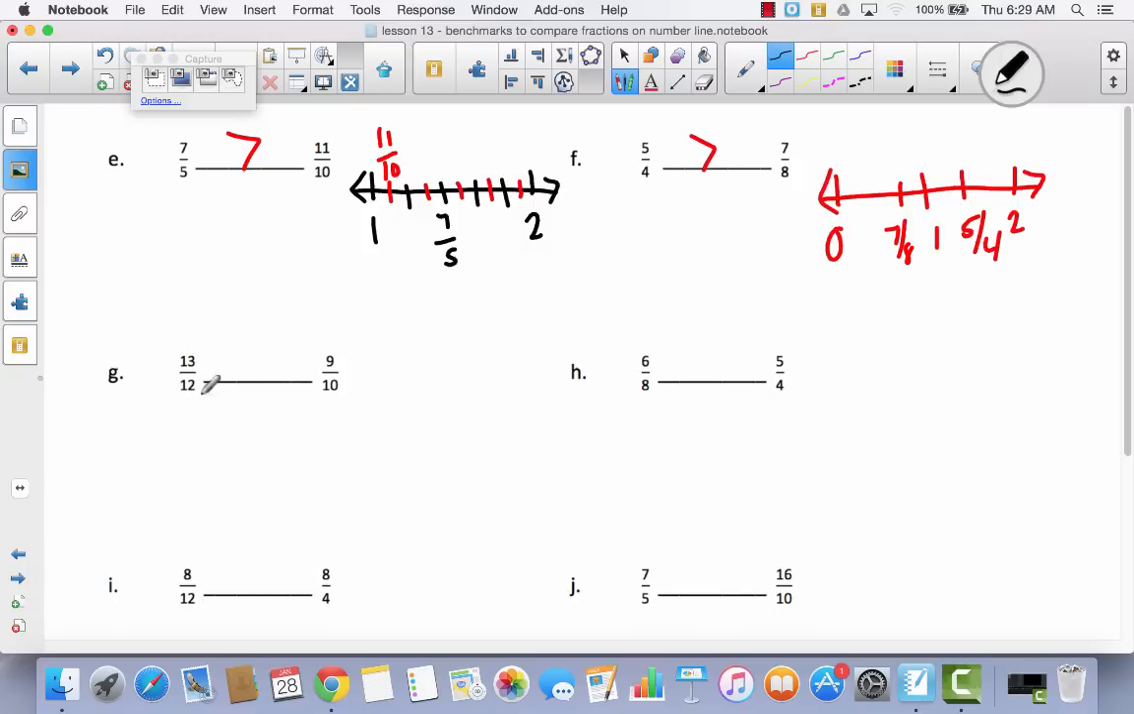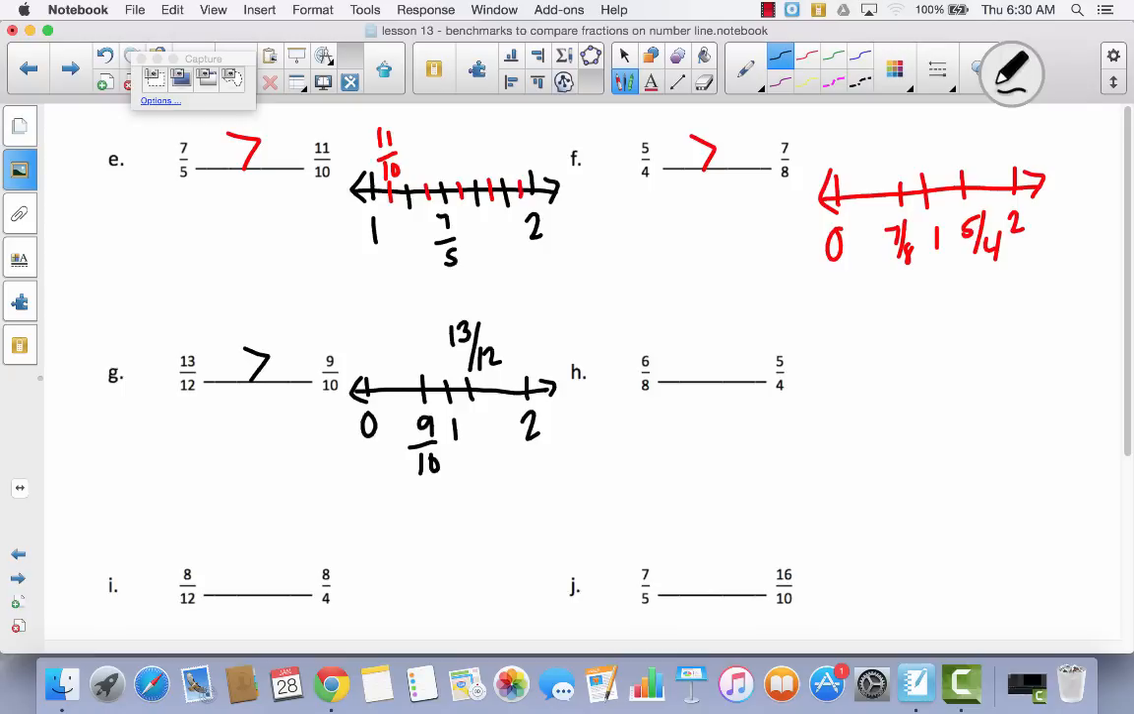13/12 is greater than 1 because 12/12 makes a whole. 9/10 is less than 1 because it takes 10/10 to make a whole. So I could write that out in a sentence, but I think it's just as easy to go ahead and show this on a number line. So I'm going to go ahead and make my number line 0, 1, and 2. 13/12 is greater than 1 because 12/12 makes a whole. 9/10 is less than 1 because 10/10 makes a whole. So 13/12 is greater than 9/10.